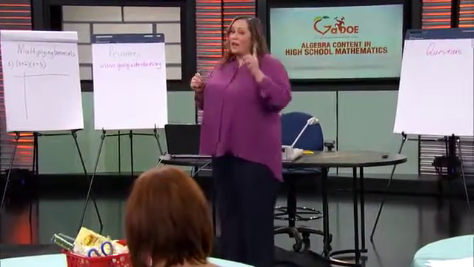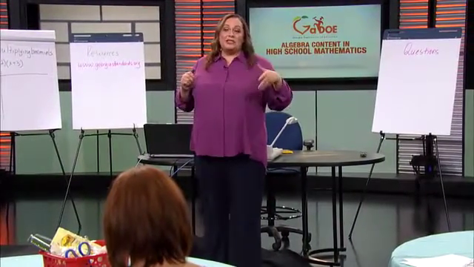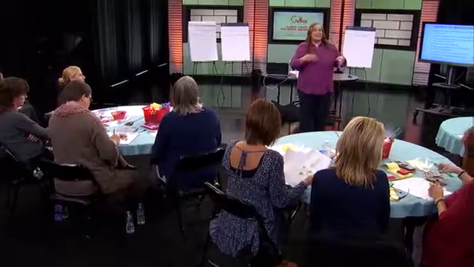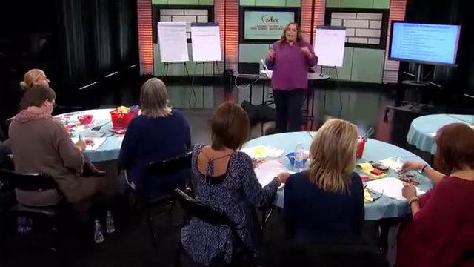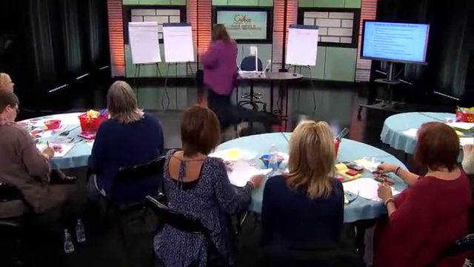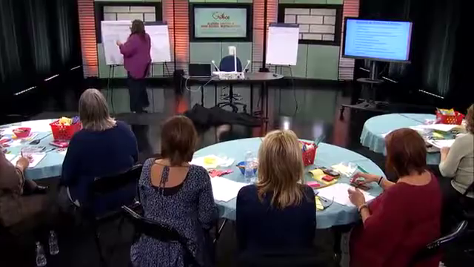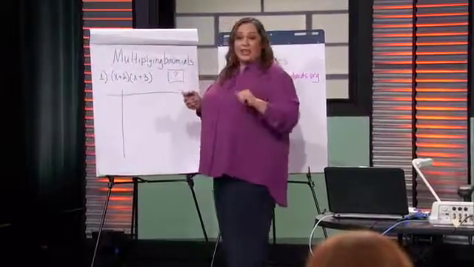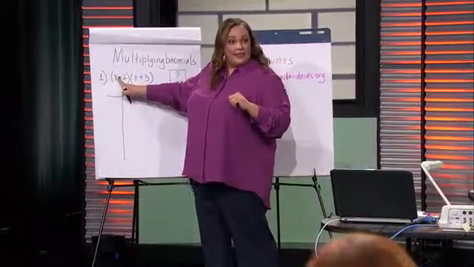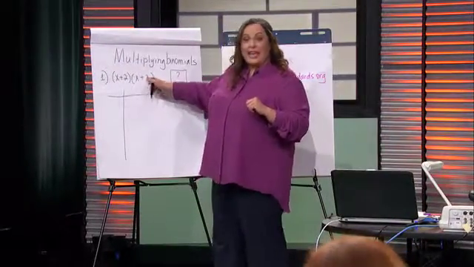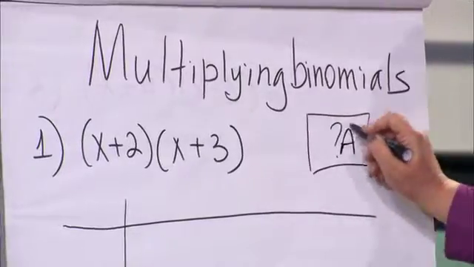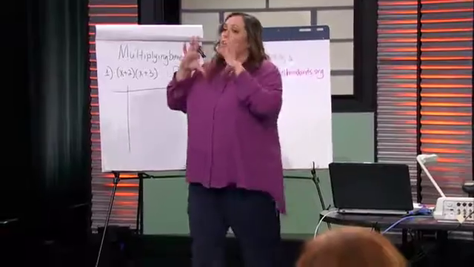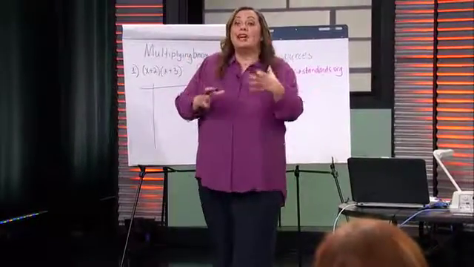So when we multiply binomials, I want students to talk to me first about the area. What does multiplying really mean? What does it mean in geometry? And I want our students to look at this as maybe finding the area of a rectangle. This could be length, this could be width, and the product represents the area. So then students are thinking in terms of, oh, I need to build a rectangle.